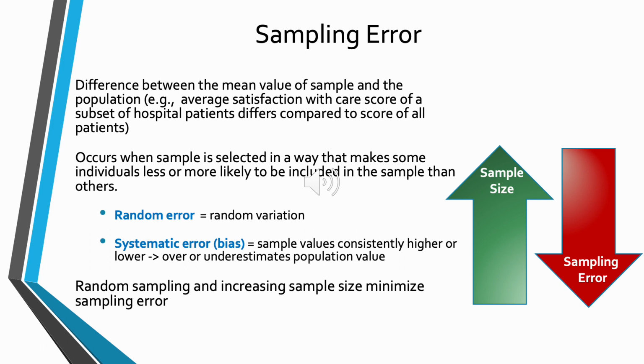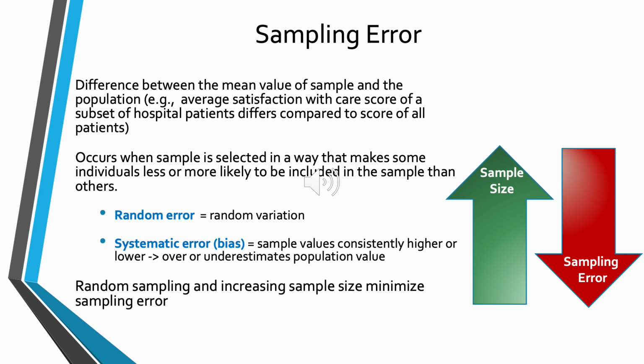Sampling error affects the accuracy of study results. It's the difference between a sample statistic and the estimated value of the population. With random error, we expect values or characteristics of individuals to vary across study participants. Some have higher values while others have lower values. With systematic error, characteristics of the individuals sampled consistently vary in one direction. Sample values that are consistently higher may overestimate the population value, and when consistently lower, sample values may underestimate the population value.